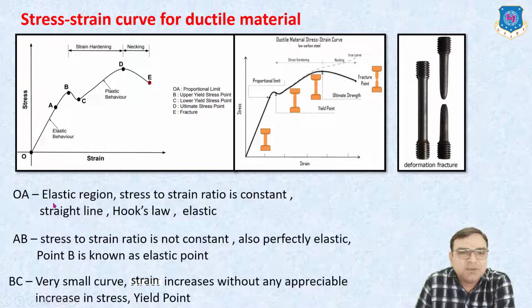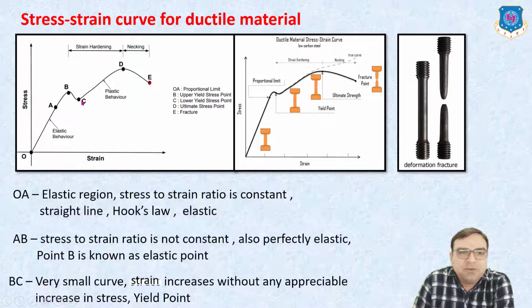So OA is known as the elastic region. The stress to strain ratio is constant, a straight line, following Hooke's law, and it is the elastic zone where our specimen is like this. Now from A to B, the stress to strain ratio is not constant, and it is also perfectly elastic, but point B is the end of the elastic point.